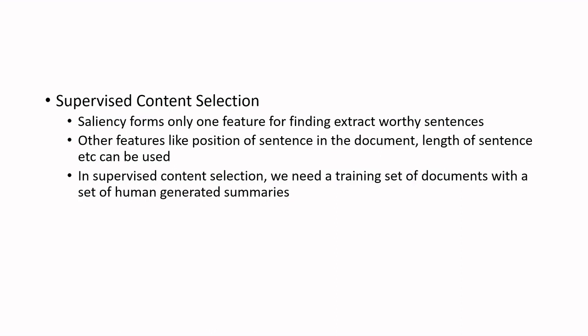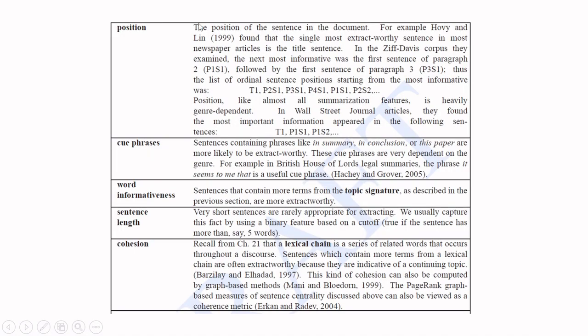Okay, a supervised method can also be there. What we saw is an unsupervised method. In the unsupervised method, we only consider the saliency of sentences, right? Other features like position of the sentence in the document, length of the sentence, there are different features actually. The position of a sentence in the document: it is found that a single most extract-worthy sentence in most articles is the title sentence. So depending on position of the sentence, we can decide how salient it is.